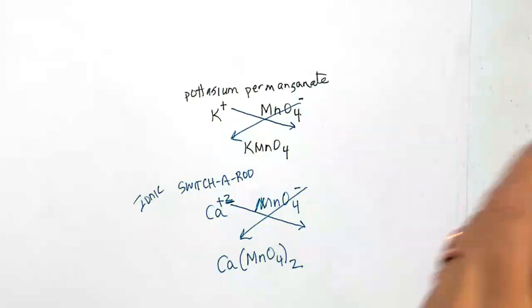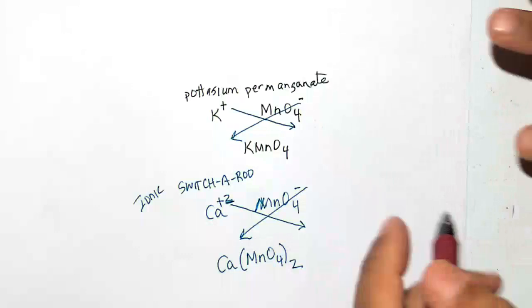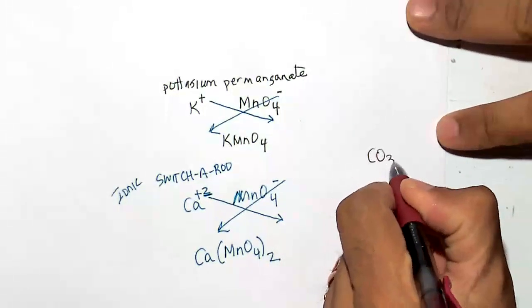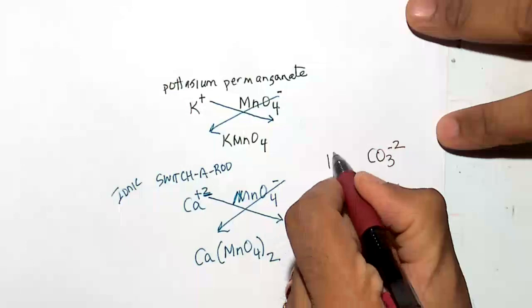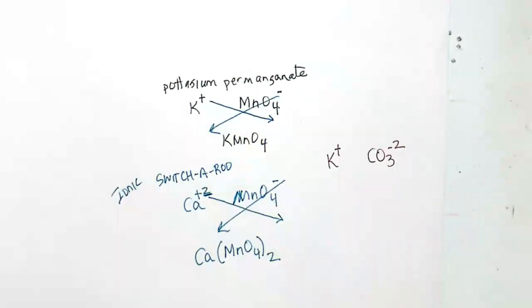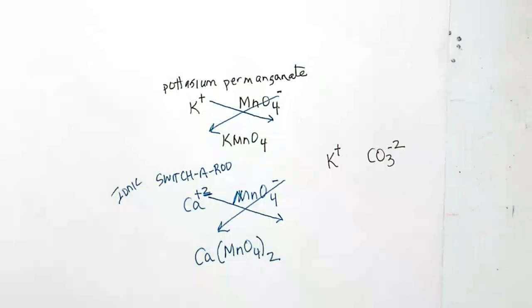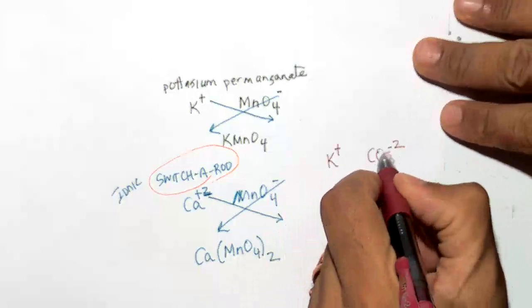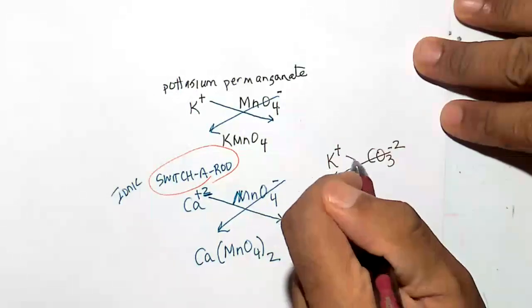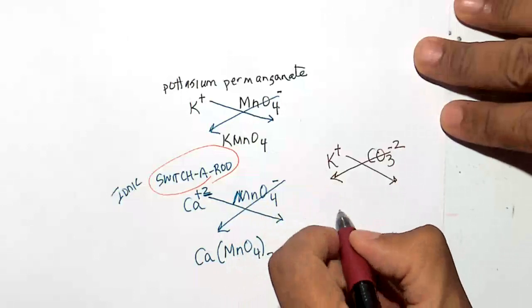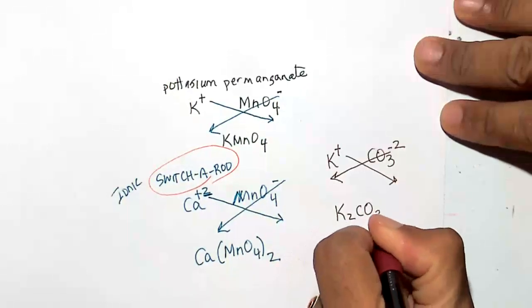Okay? We did another example with carbonate, which was CO3 minus 2. Okay, if I were to react with K plus, what would that be? Is it ionic or covalent? We have a plus attracted to a minus 2. So it would be ionic. According to switcheroo, what would the formula be? Right. This 2 is going to switch. This 1 is going to switch. It's going to be K2CO3.